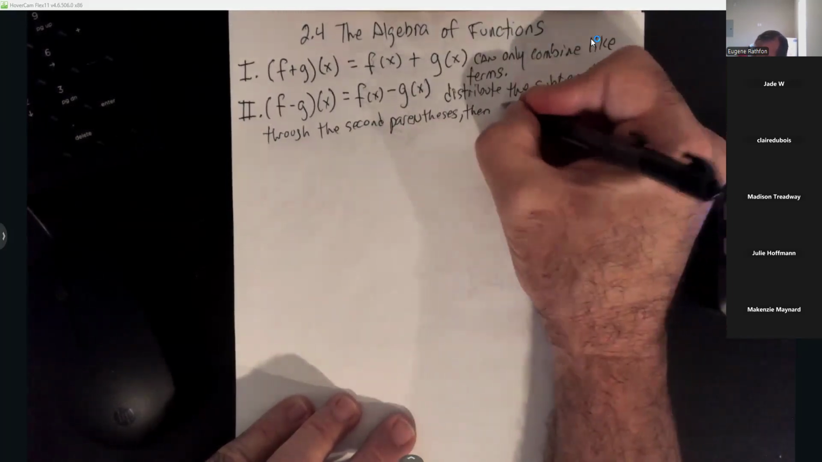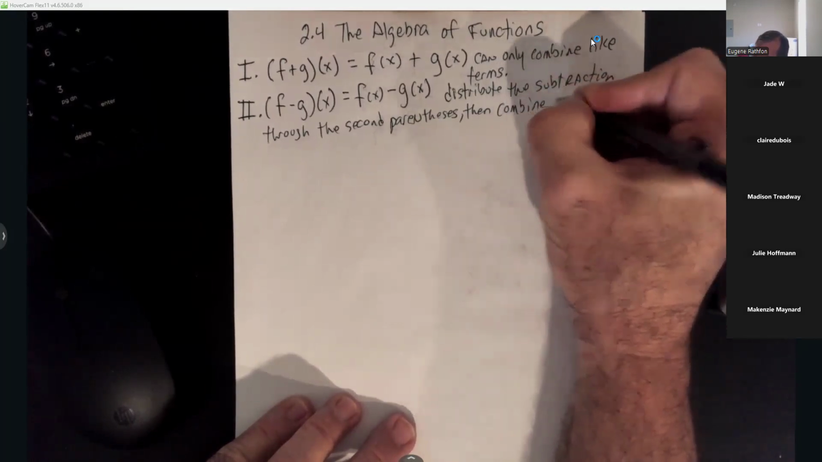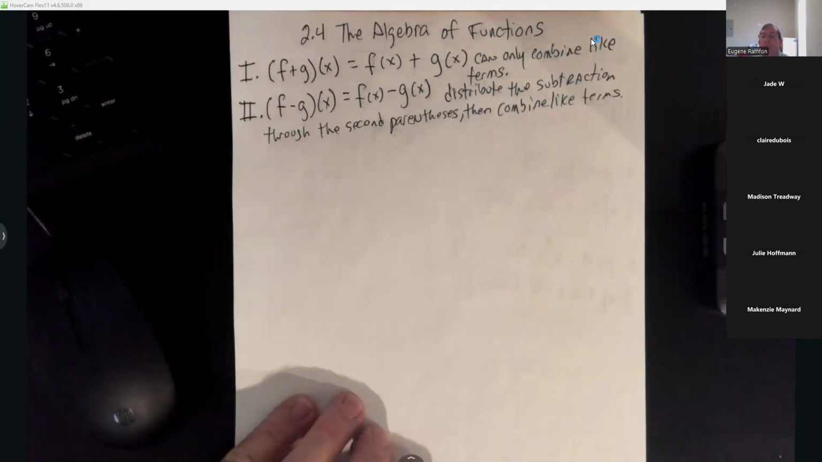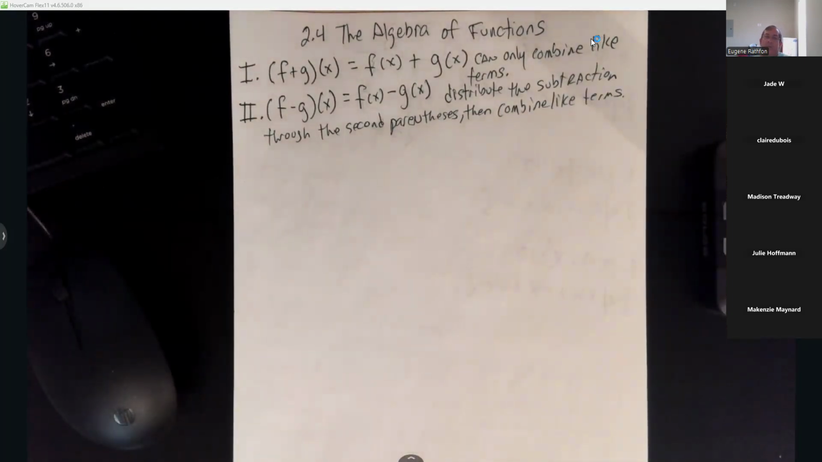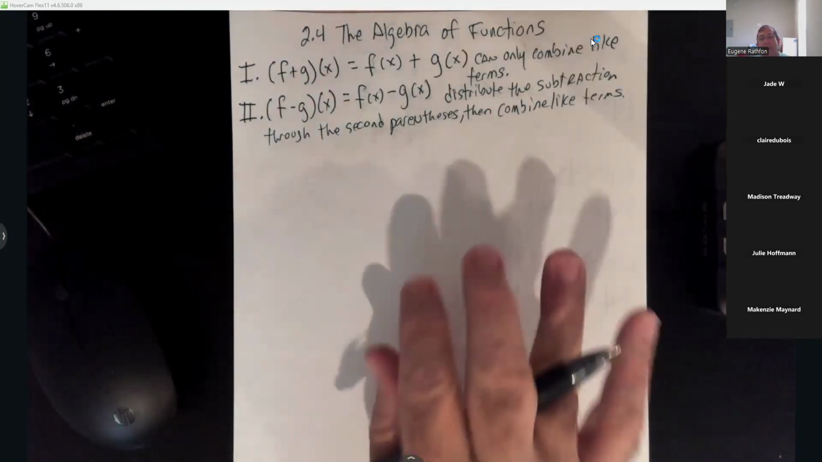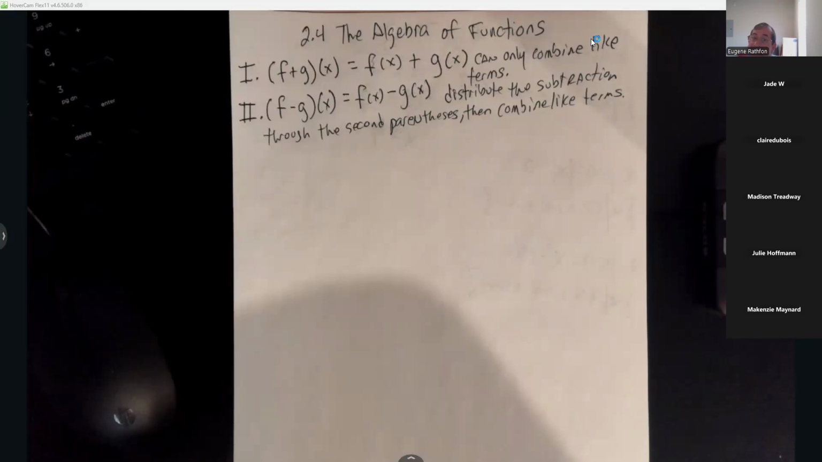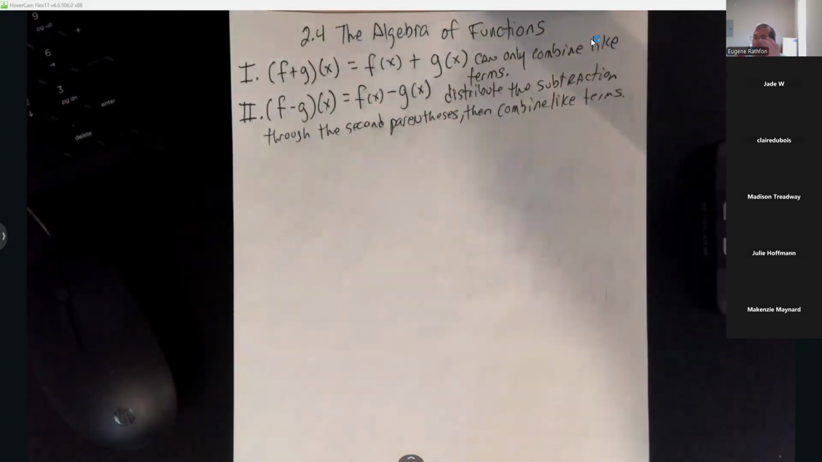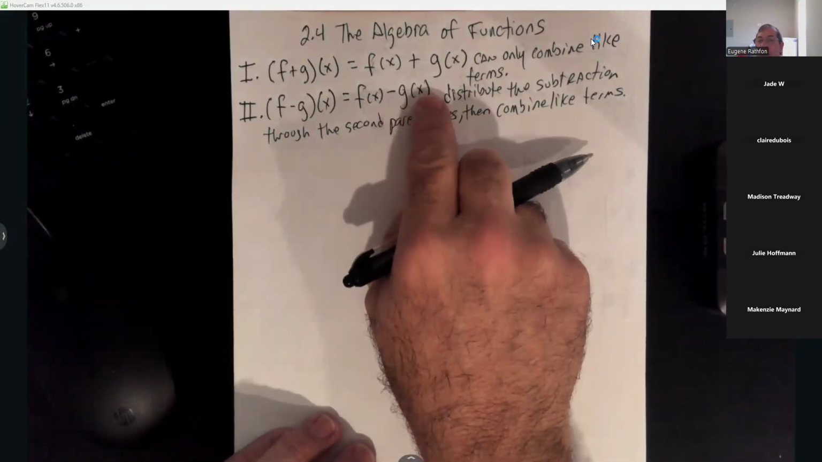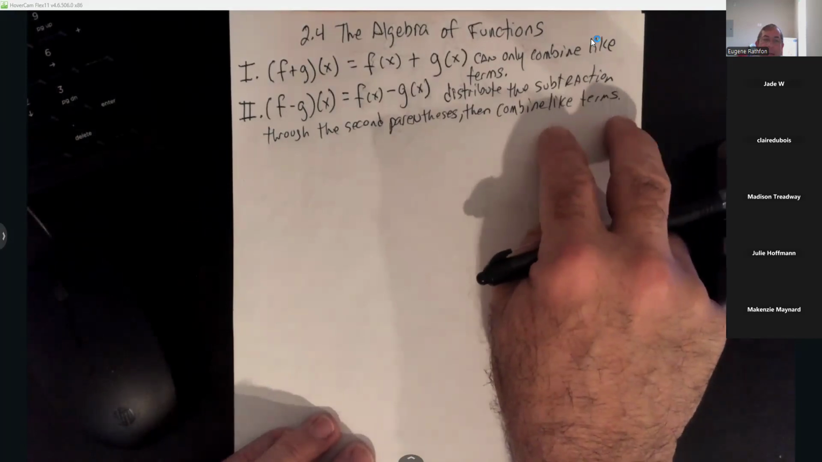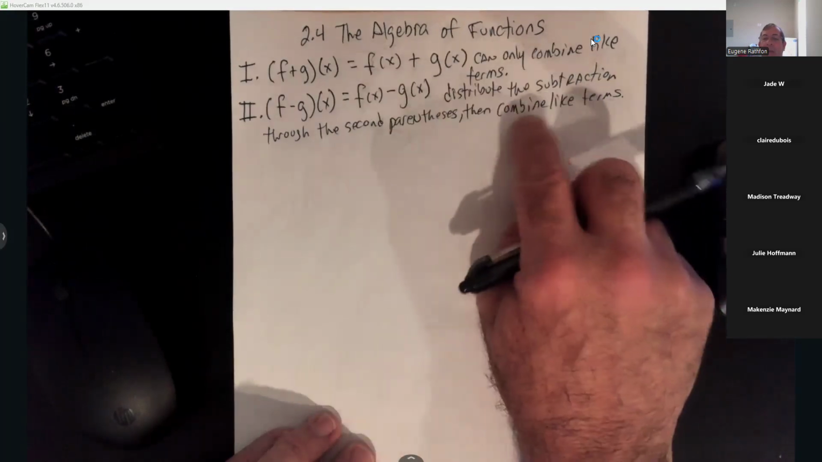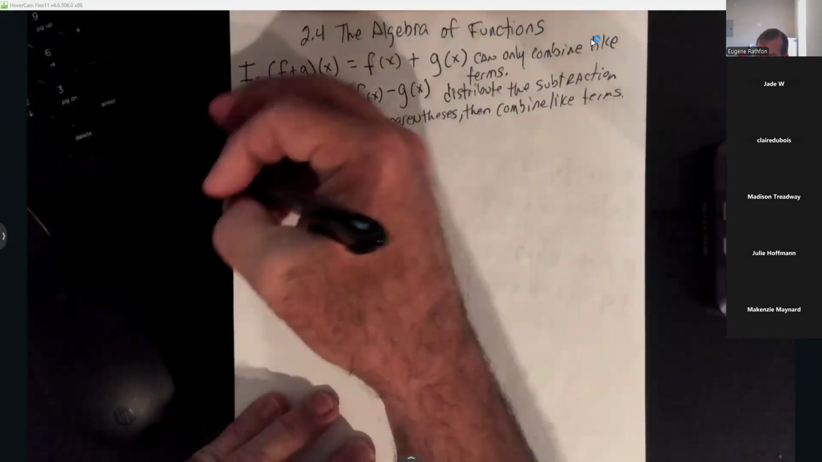Then combine like terms. So that's why we gave y'all them problems on the support the other day where you had to distribute that negative through it to get you ready for this. And the support today will actually have more problems where you're having to distribute that negative, okay? You're going to distribute the negative first, and then you're going to combine like terms. So really the only thing you can do when you're adding or subtracting is combine like terms, okay?